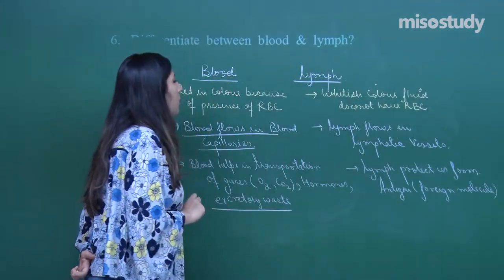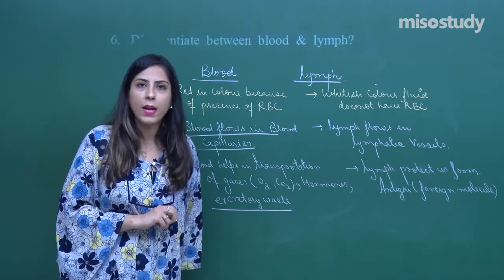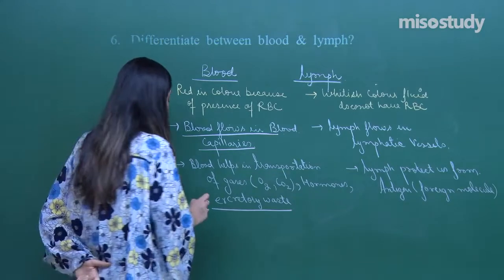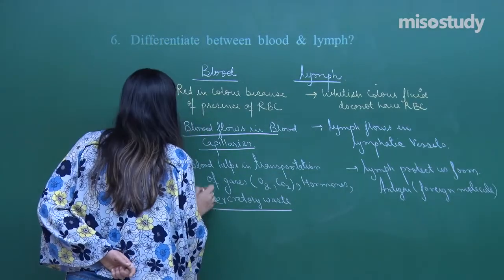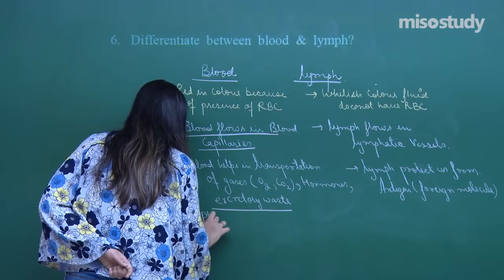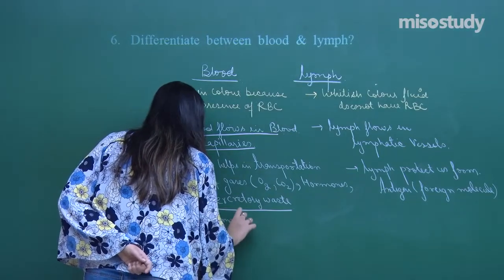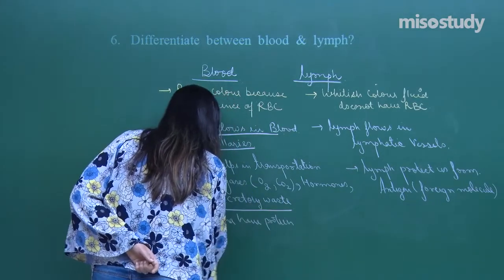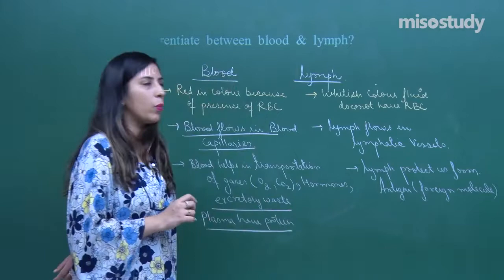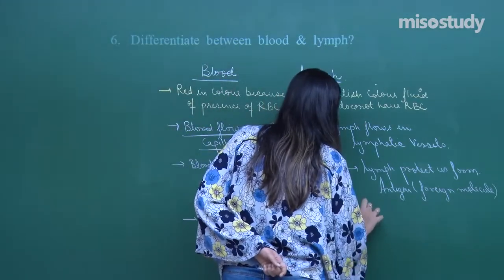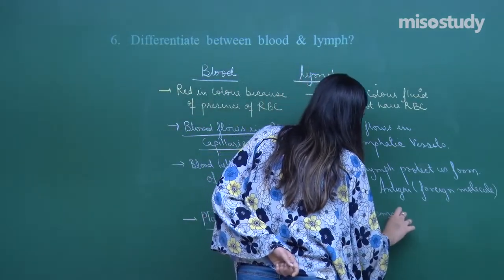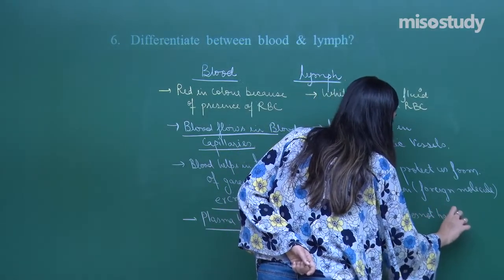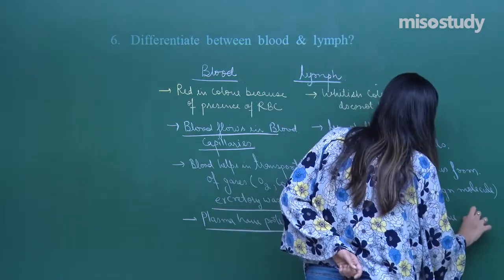And what is an antigen? That is a foreign molecule. Right? Now let's talk about the composition of blood. Blood has protein present in it, whereas lymph doesn't have protein. So in this case, the plasma which is present in the blood has protein, right? Whereas in the lymph also the plasma is present, but the plasma doesn't have proteins.